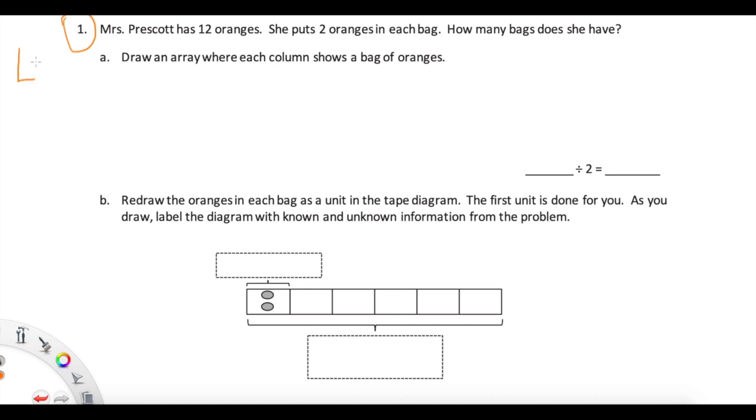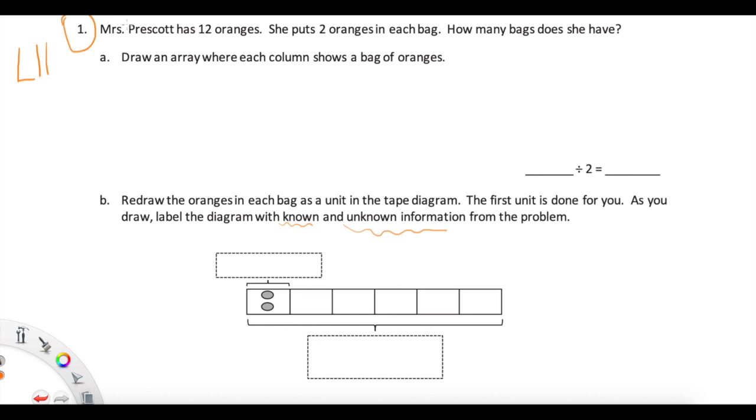Third grade friends, I am so excited to get into this work with you. Today we are focusing on lesson 11, and we are going to be taking a look at some division problems. Within these division problems, we're going to be looking at some arrays. We're also going to be considering known and unknown information. It's kind of a mystery here. So we're going to be doing some digging.